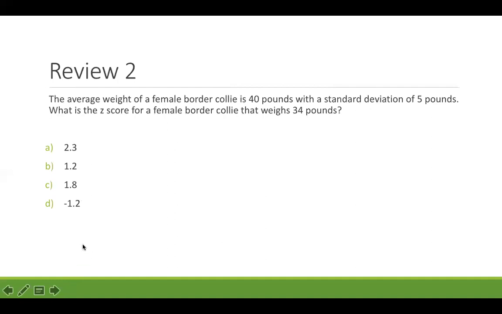All right, so the answer here is D. When we plug the values into our formula, our x will be 34, our x bar is 40, and our standard deviation here is 5. Once we plug in all those numbers, we get negative 1.2 as our z-score.